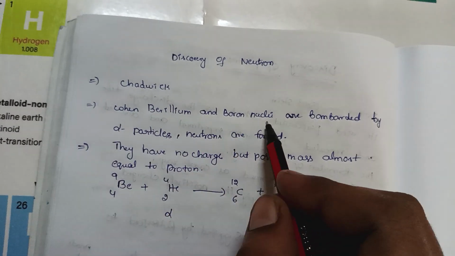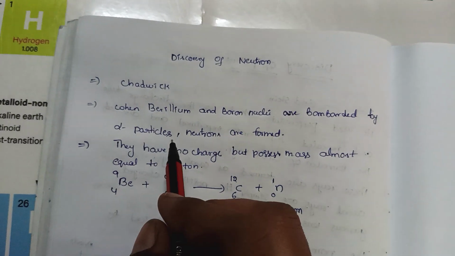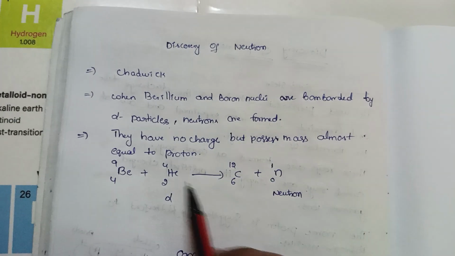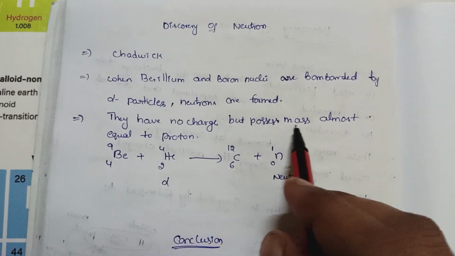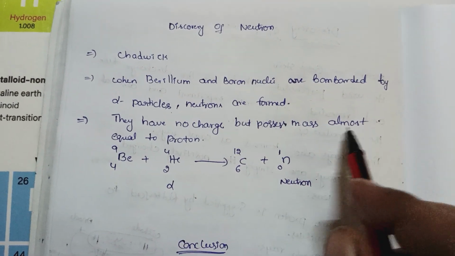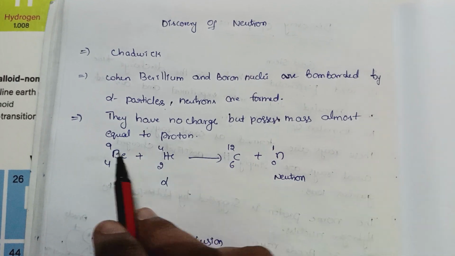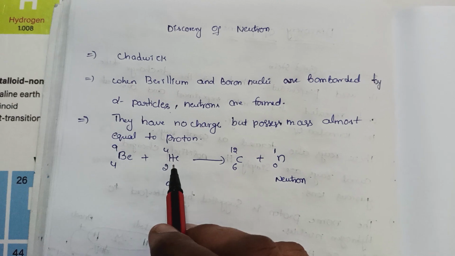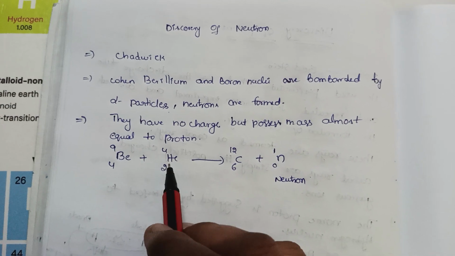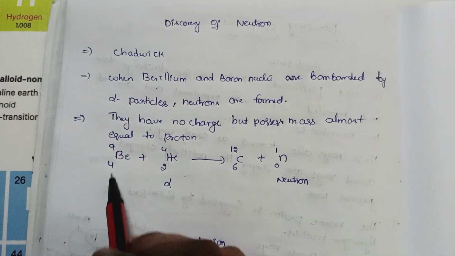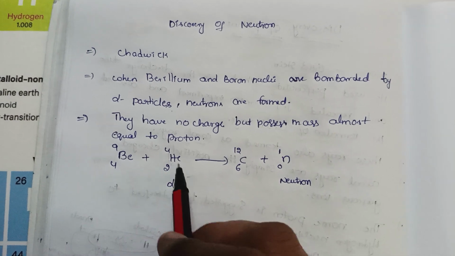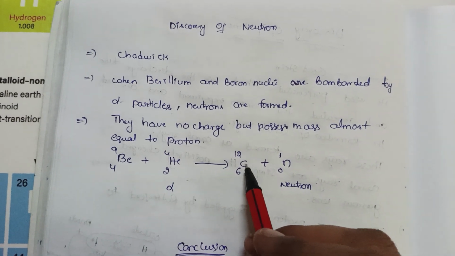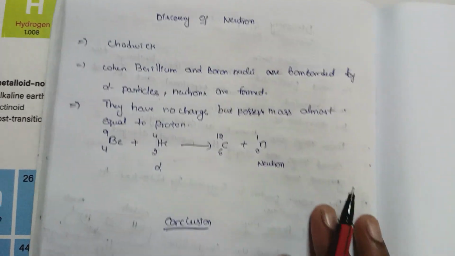When beryllium and boron nuclei are bombarded by alpha particles, neutrons will form. They have no charge but possess mass almost equal to the proton. When beryllium is bombarded with alpha particles, neutrons will be generated. If we take beryllium and helium, carbon and neutrons will be generated.